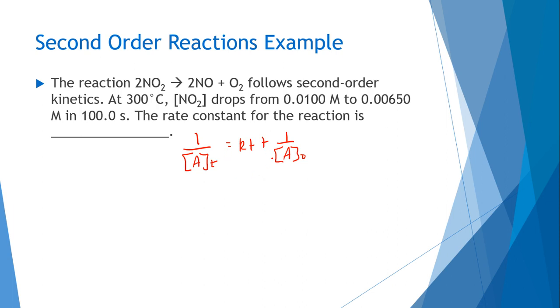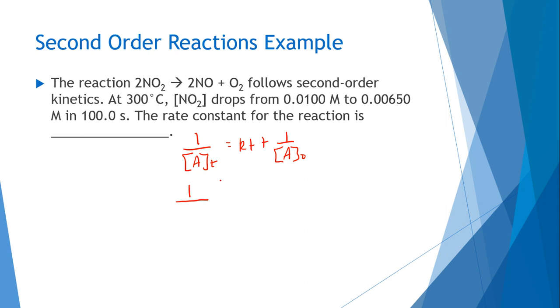So we know this is second order, so that's why I wrote my second order equation. It says at 300 degrees Celsius, my nitrogen dioxide concentration drops from 0.01 molarity to 0.0065 molarity in 100 seconds, and it's asking us to find the rate constant, which is K. So we need to go ahead and plug in what we know.